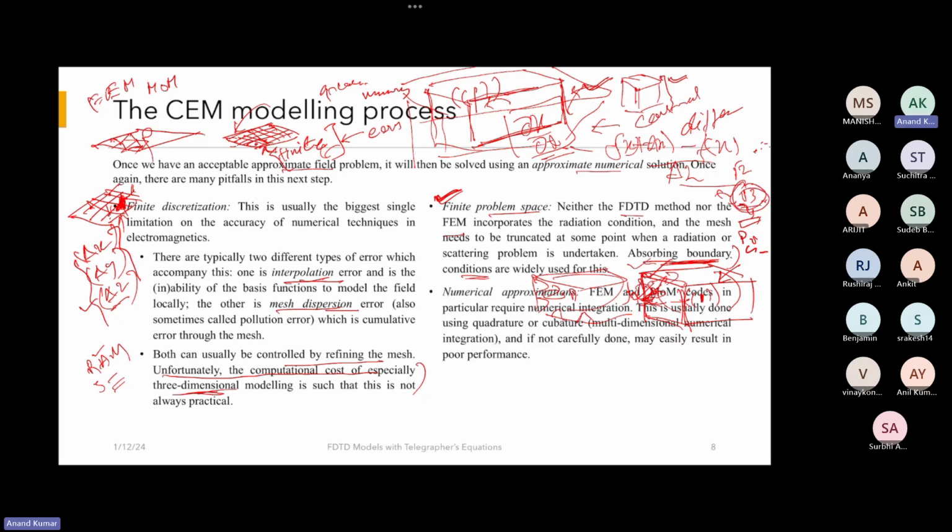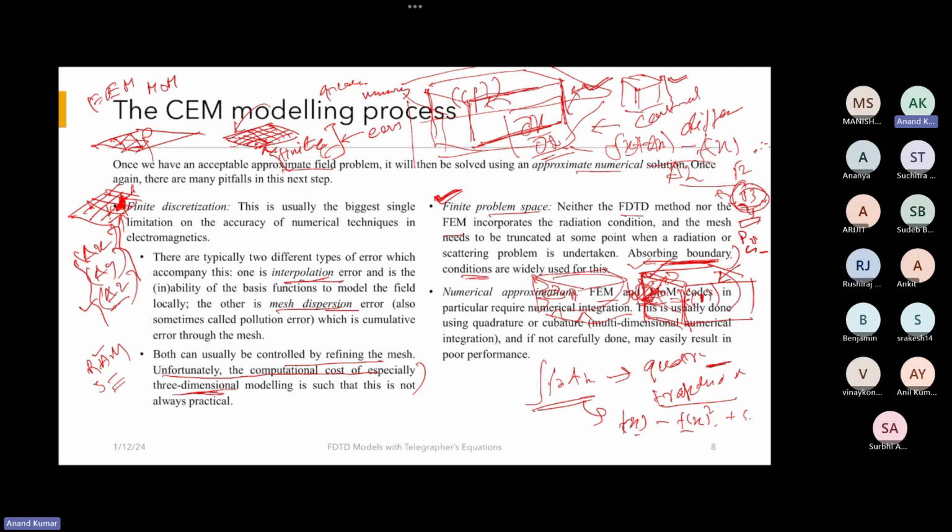Then there is the numerical approximation. FEM and MoM solve integral equation problems, and while solving them, they use something called the quadrature rule or trapezoidal rule. And what we do in these is we linearize them. So we try to write them in terms of some values of this particular function.